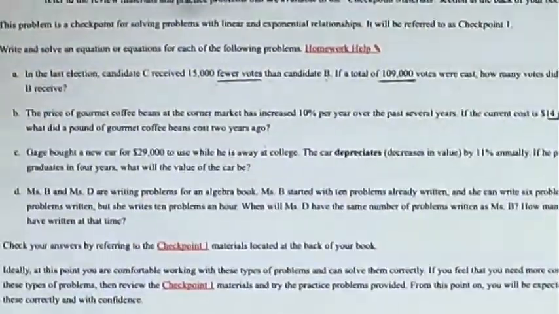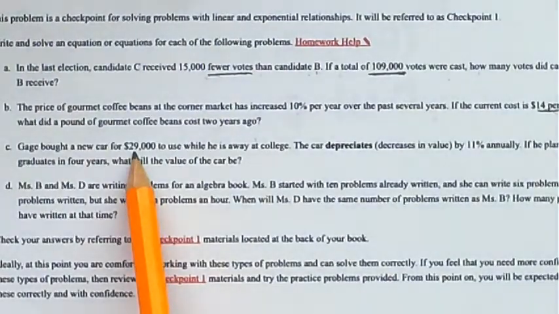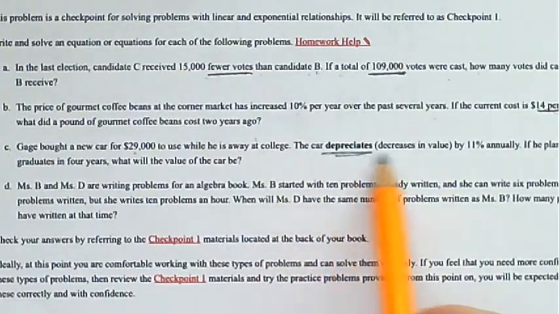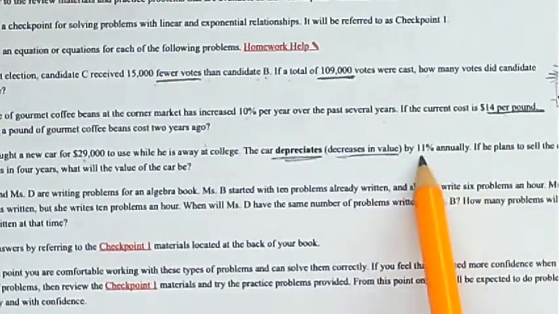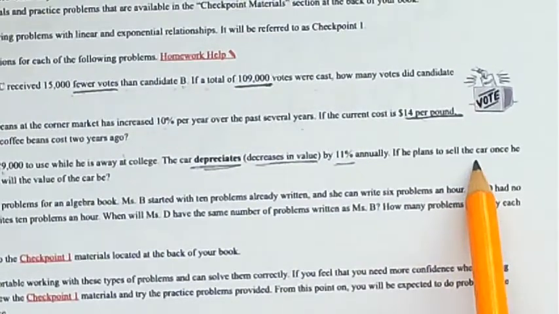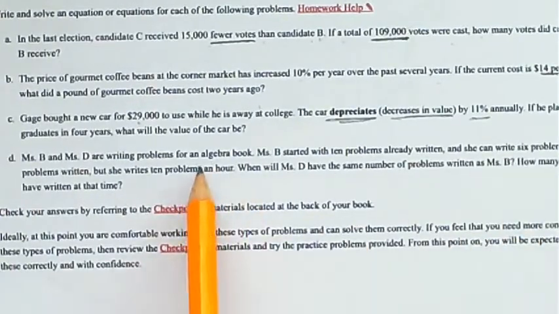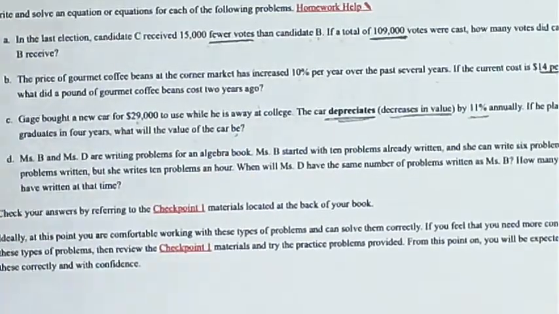Okay, part C. Gage bought a new car for $29,000 to use while he's away at college. The car decreases in value by 11%. If he plans to sell the car once he graduates in 4 years, what will the value of the car be? So this is another exponential equation.